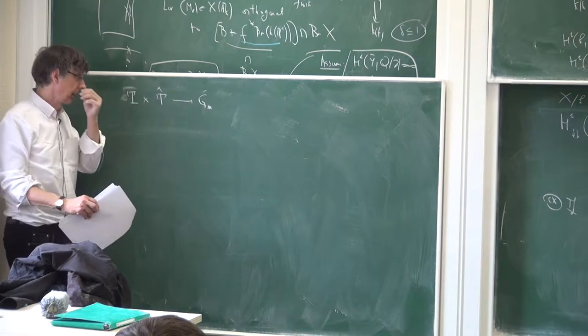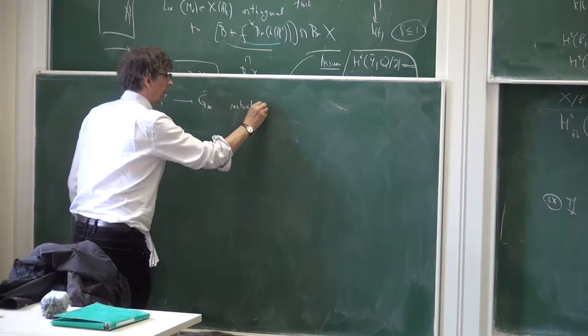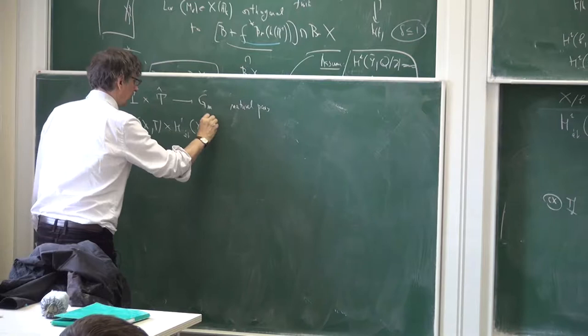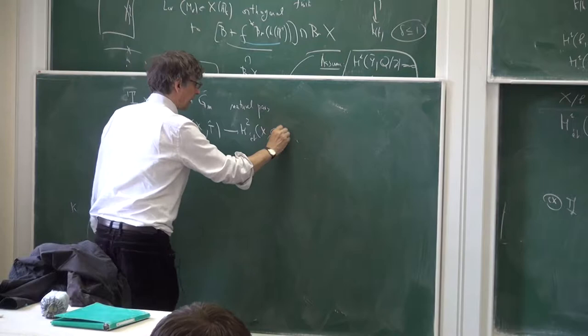So do we have the natural pairing? And then this induces a pairing H1_et(X,T) cross H1_et(X,T hat) to what? Well, to H2_et(X,Gm), which is just the Brauer group of X.